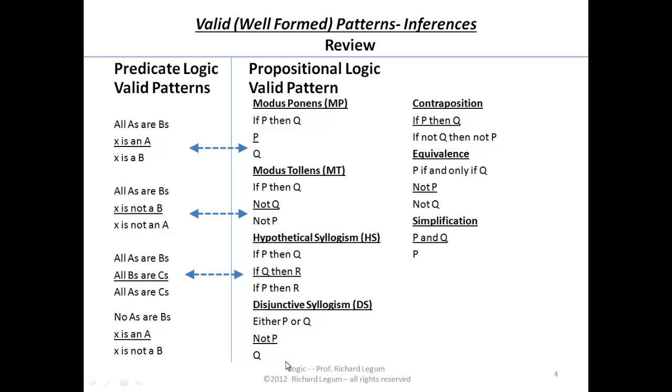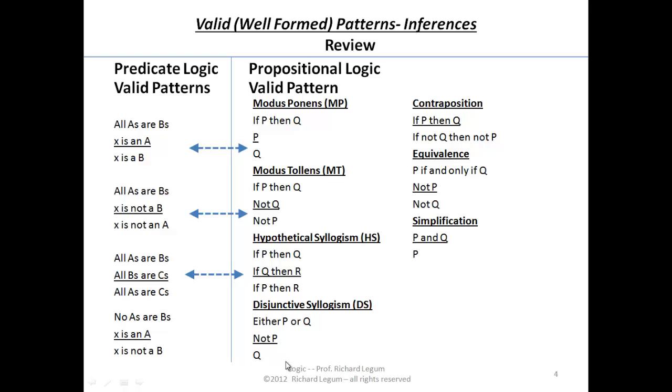And then, those three have analogs with if-thens. We'll talk about those in a second. We have no A's are B's, X is an A, therefore X is not a B. Those are our four predicate logic patterns that we focused on, that we know are well-formed, are valid.